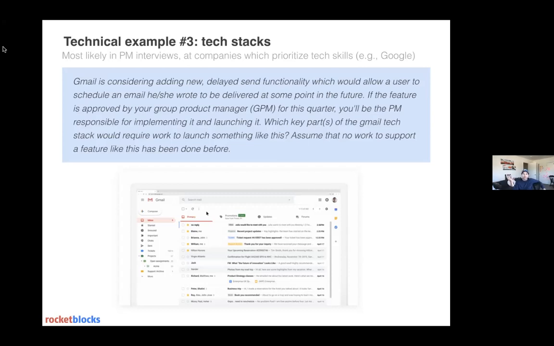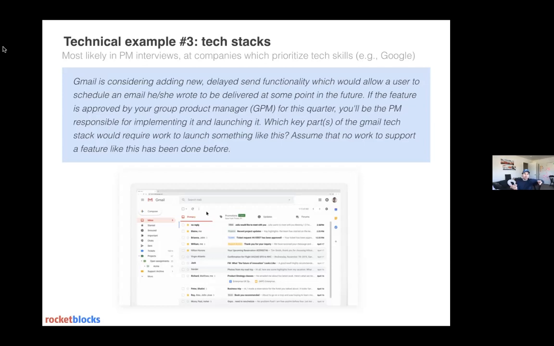And I would imagine that data science folks have exposure to this as well. But the idea here is you're really being asked to translate a feature idea into what pieces of work that creates for an actual team. What would they need to get done? What would that look like? And walking through that type of question.